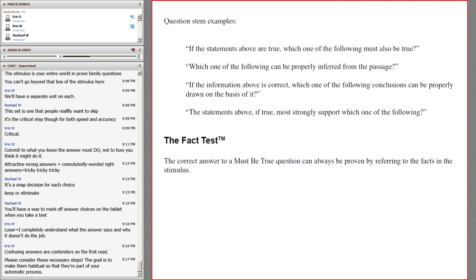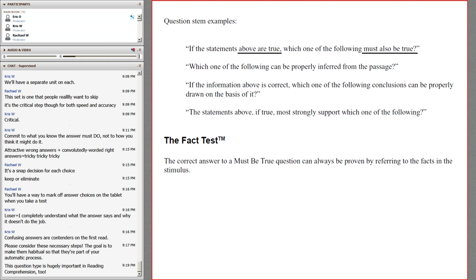If we look at some of these question stems down below, if the statements above in the stimulus are true, which one of the following must also be true? That's the classic wording in these question stems. Or what can be properly inferred from the passage? Or which of the following conclusions can be properly drawn on the basis of that stimulus? So it's a top-down logical flow in each of these.